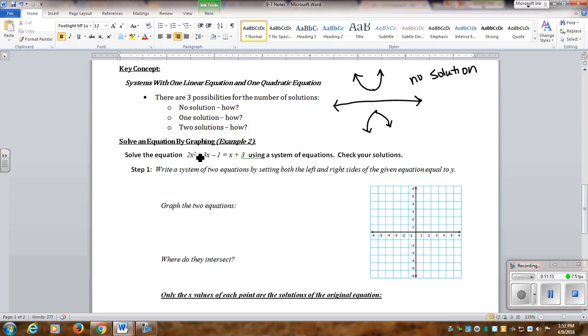So in other words, we've got 2x squared plus 3x minus 1. We have this quadratic side equal to this linear side. So if we graphed this and we graphed this, we would have something that looked like a parabola with a line going through. So write a system by setting them both apart and going ahead and graphing them. So we're going to graph y equals x plus 3, and we're going to graph y equals 2x squared plus 3x minus 1. So graphing y equals x plus 3, here's my y-intercept.